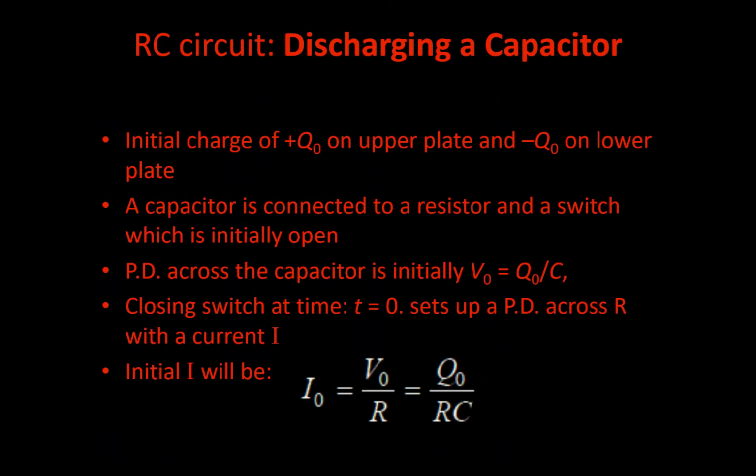This will create a potential difference across the capacitor that will change. The potential difference across the capacitor is initially V0, which is the initial charge Q0 divided by the capacitance C. Close the switch at t equals 0, the potential difference gets set up across the resistor, and that will cause the current to flow. So the initial current, right when you close the switch, will be I0, which will be V0, the initial voltage, divided by the resistance, or Q0 over RC, hence the name RC circuit.